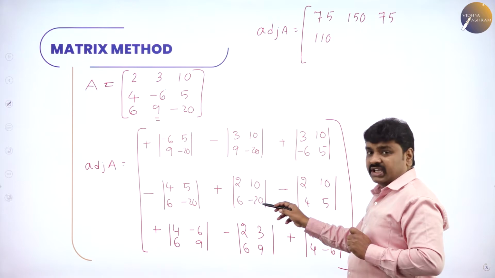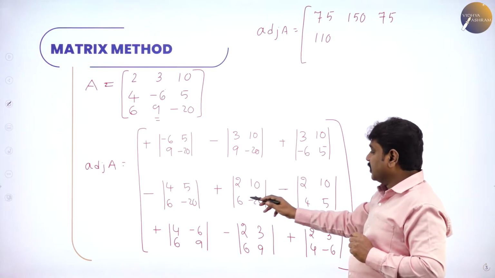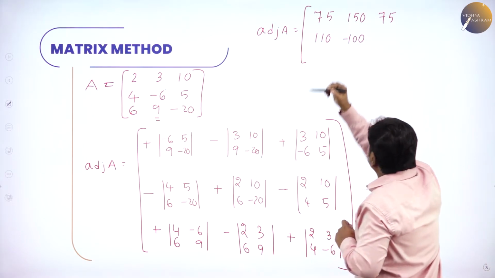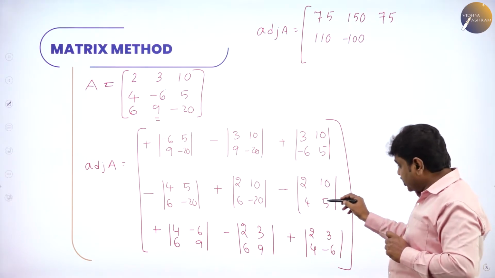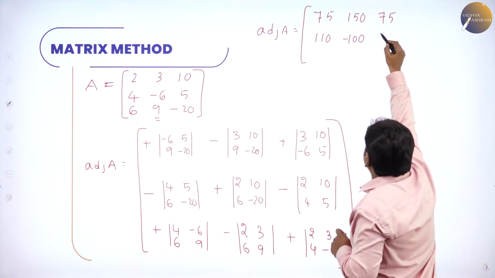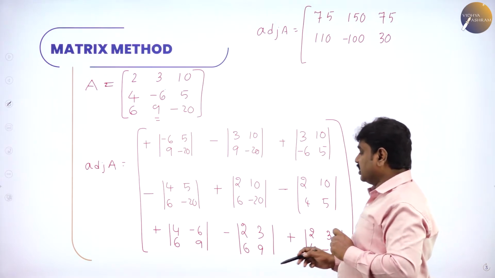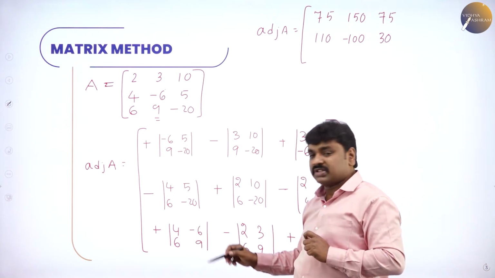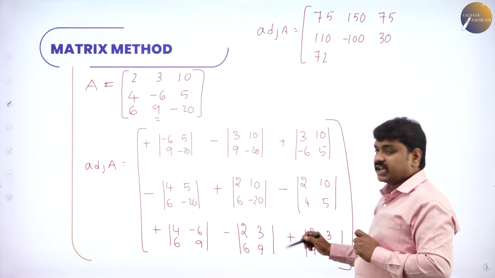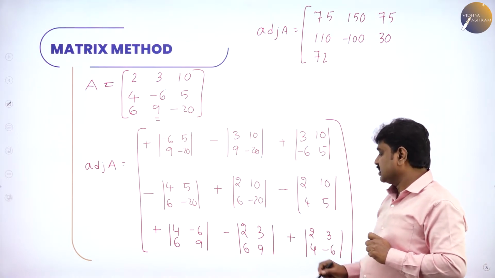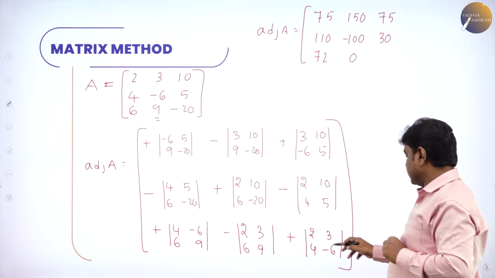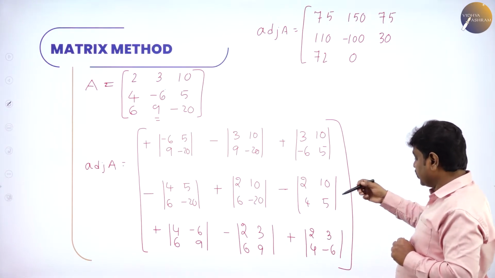Then minus 40 minus 60. Minus 40 minus 60 becomes minus 100. Then 2 5s are 10 minus 40. 10 minus 40 is minus 30. Minus of minus 30 becomes plus 30. Then 9 4s are 36. Minus of minus, plus 36 plus 36 becomes 72. Then 9 2s are 18. Minus 6 3s are 18. 18 minus 18 becomes 0. Then this is minus 12. Minus 12 becomes minus 24.